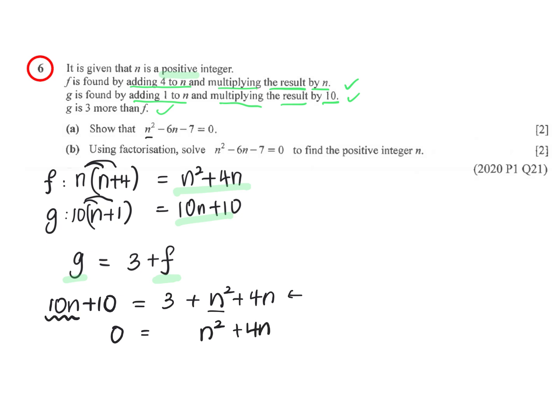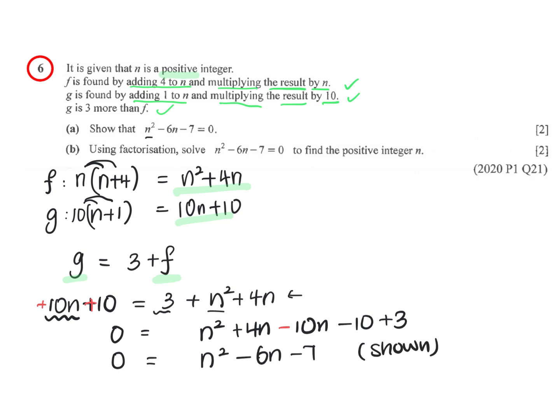This is a positive 10. Bring over will be a negative 10. Subtract 10n. And this one is plus 10, so I shall subtract 10. And then I have my original 3. Right? Let us simplify this equation. We will have 0 n squared plus 4 minus 10, negative 6n minus 7. So this is our part A answer shown. Have you gotten the answer?